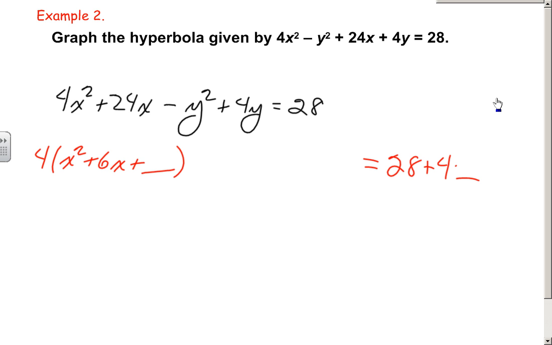Now with the y's, we need a lead coefficient of 1, so I'm actually going to factor out a negative 1 from the y's. So I'm going to write this as minus 1 times y squared minus 4y. So factoring out the negative 1 there changes the sign of that 4y. And then the plus something there. So on the right side, we're going to have minus 1 times something.